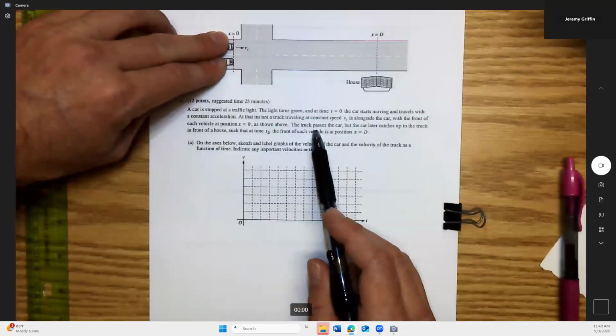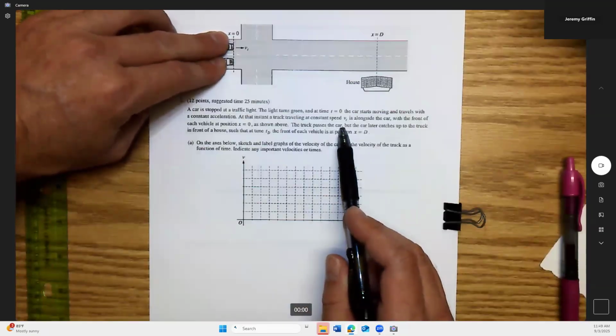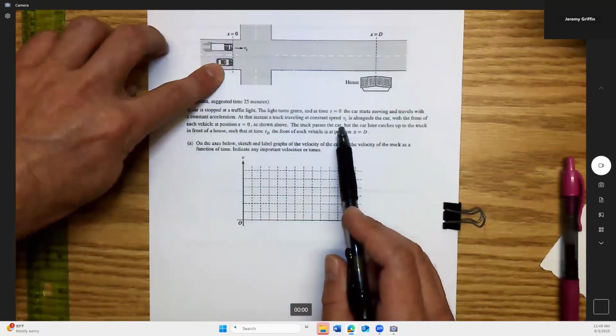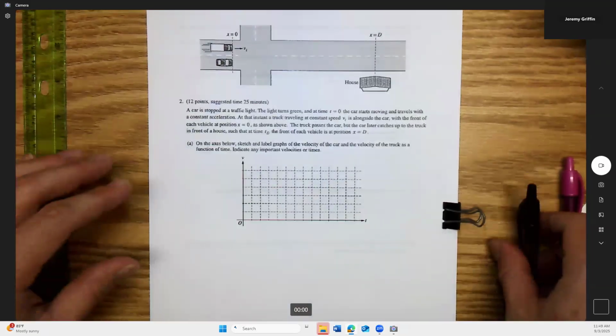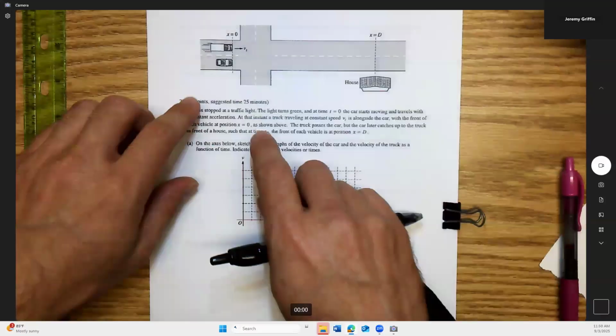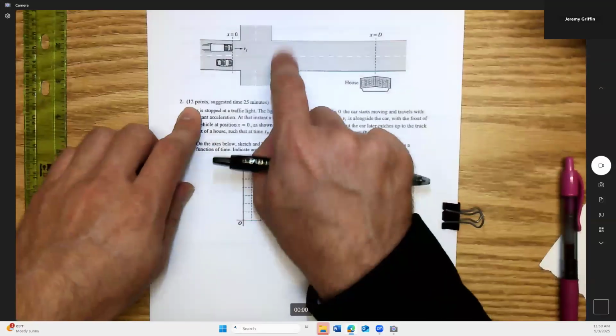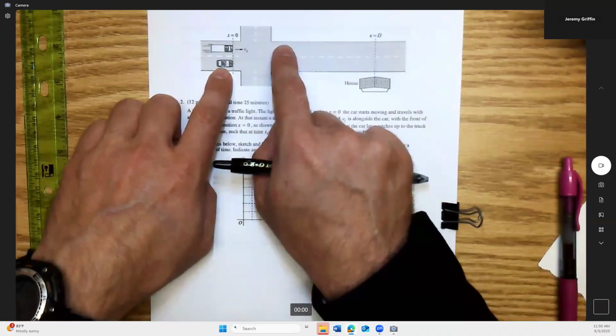The truck passes the car. I mean, of course it would have to, right? If the car starts from rest and the truck's just barreling through. Here, guys, let me make sure that everybody for sure understands what's going on. Here's the way I'm interpreting this, and I hope you have the same interpretation. I think the light's red, right? So the light's just red. The car's just sitting at the red light, right?